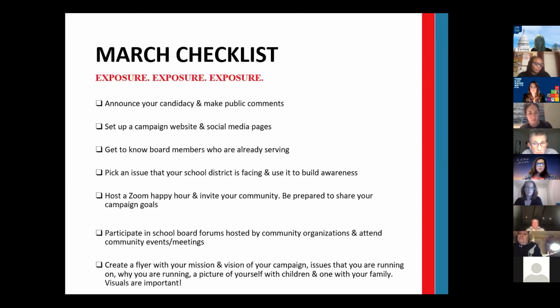You should set up a campaign website and also social media pages, like a Facebook page, an Instagram, a Twitter. All of that can be done at no cost, because obviously we know social media doesn't cost any money. A website might be a small fee. I think GoDaddy has a small fee, but there's all different ones out there.